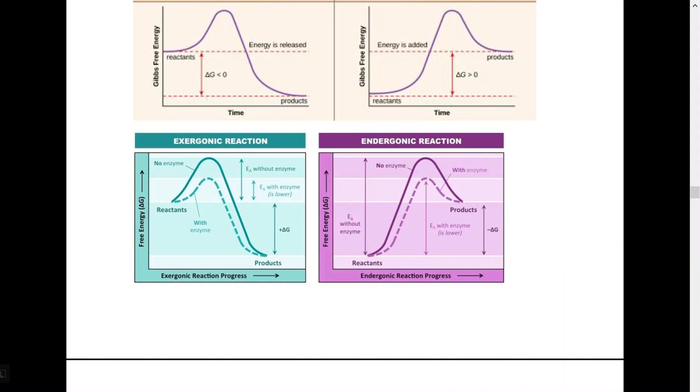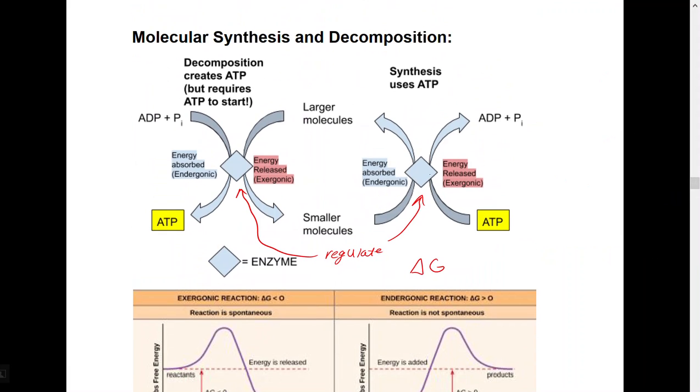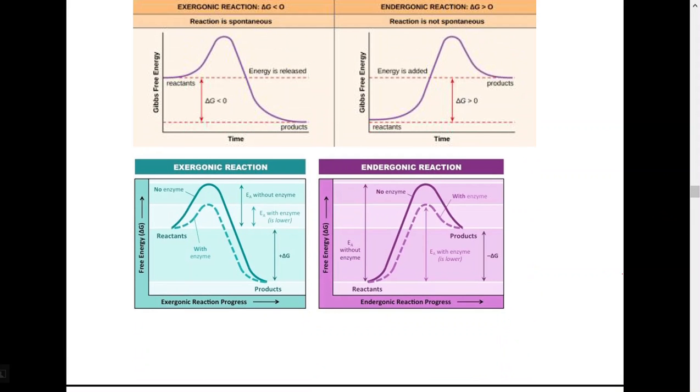So that is basically energy coupled reactions and molecular synthesis and decomposition. Again, the important things to remember: energy is conserved. You've got to have these coupled reactions. You have to have enzymes, and they can be regulated. And there is an activation energy, there's an inefficiency. So those are the 3 big things that you should take away from this video.